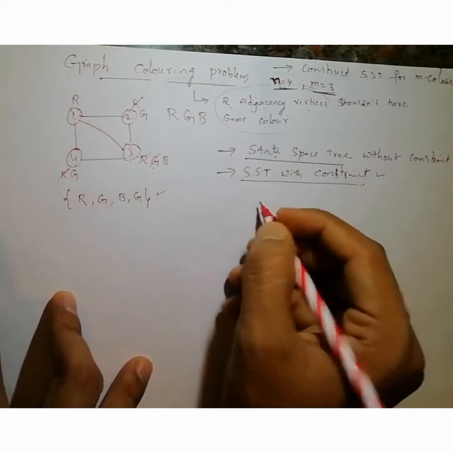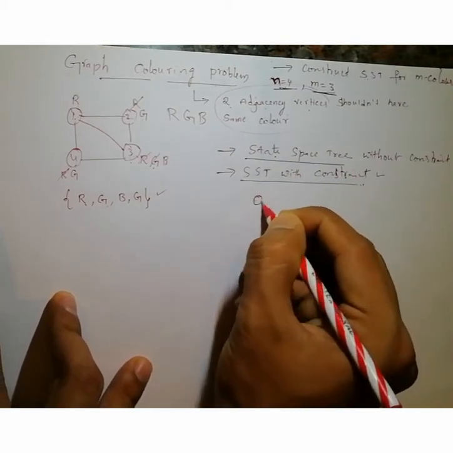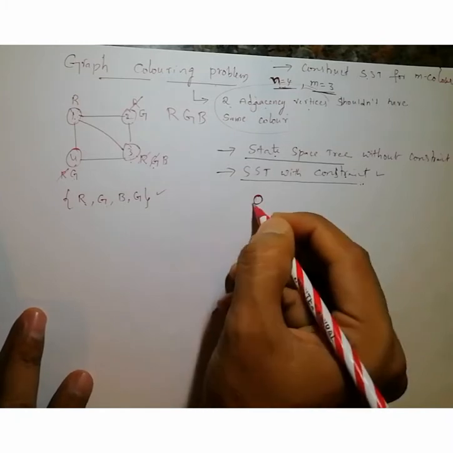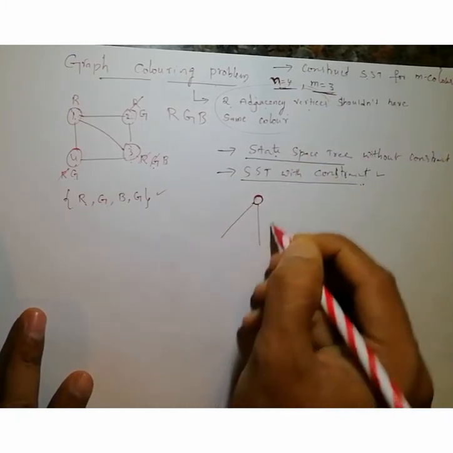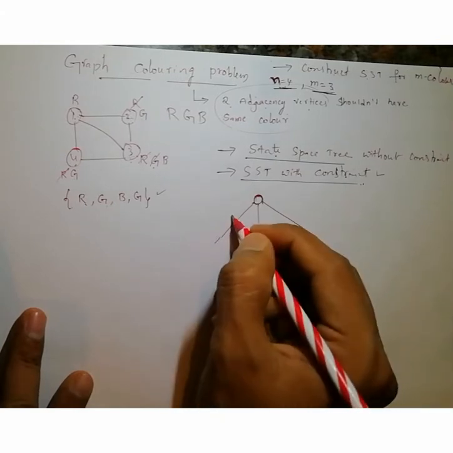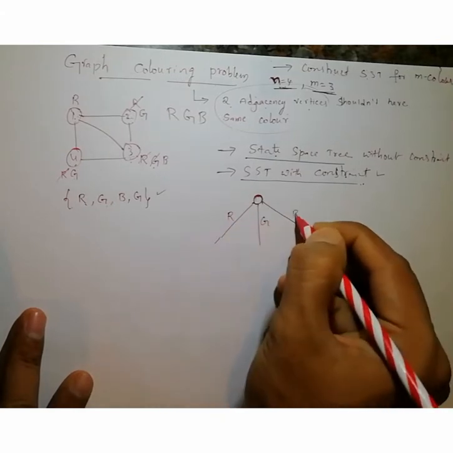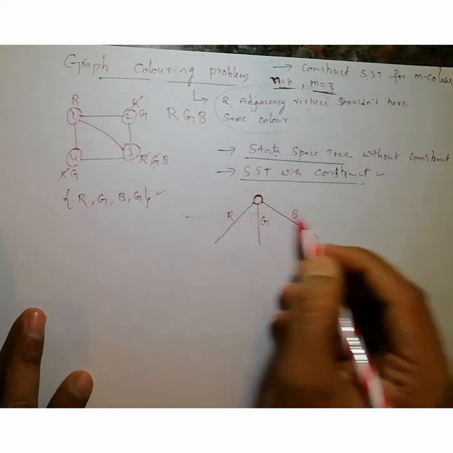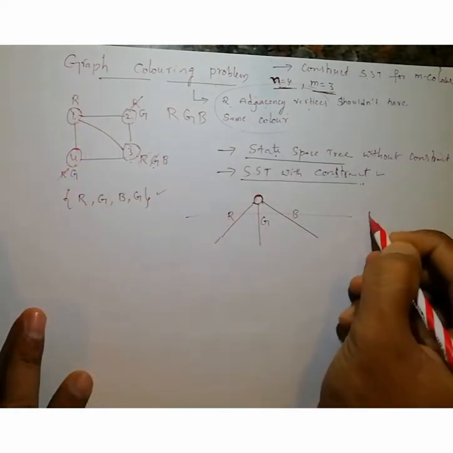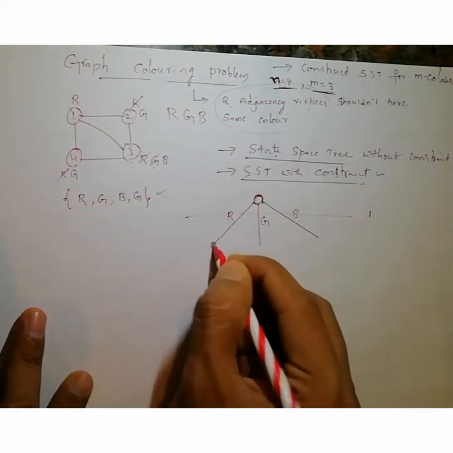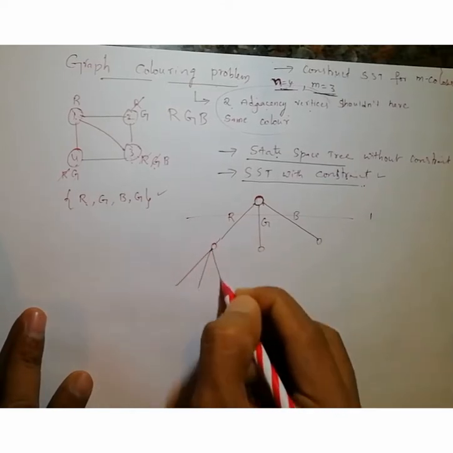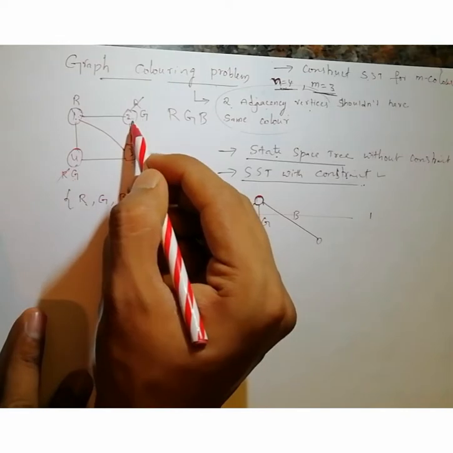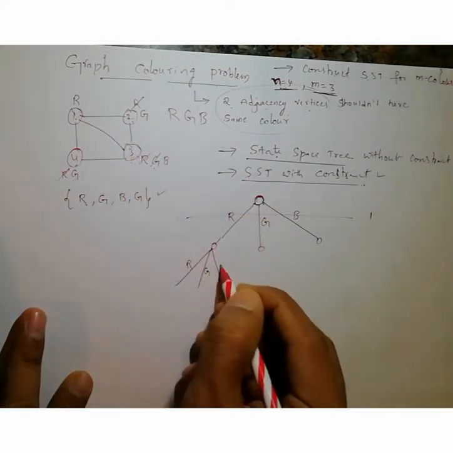So how to do that? I will consider a root node, the starting node. What is the value of M? 3. That means 3 possibilities are there, RGB. In the first level it is used for vertex 1. Next, in the second level, I can give for vertex 2 either red color or green color or blue color.